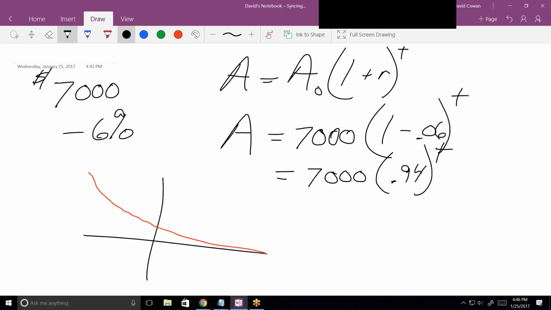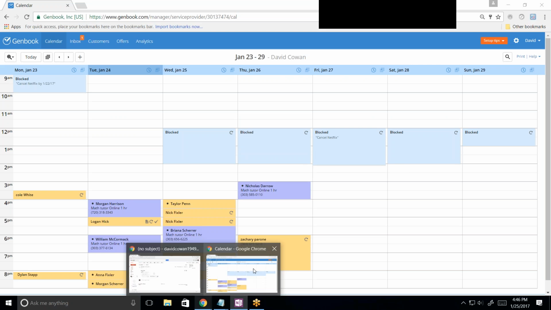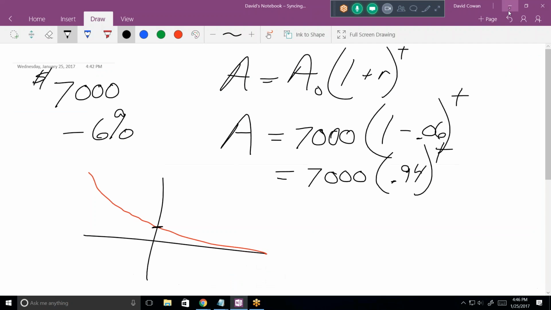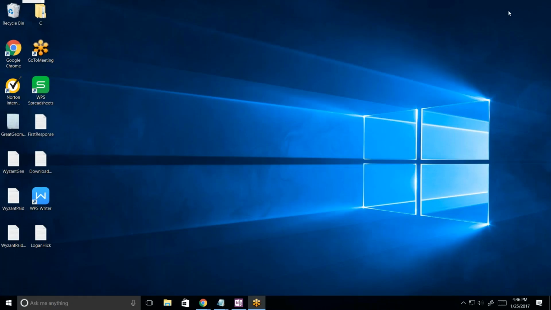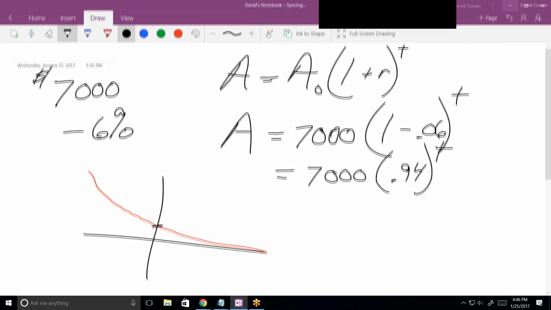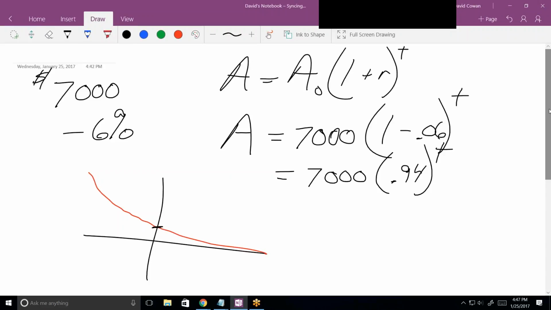The y-intercept is going to be on the right. Hold on. Jeez, hold on. I'm not sure what happened. It's Windows 10. I blame everything on Windows 10.